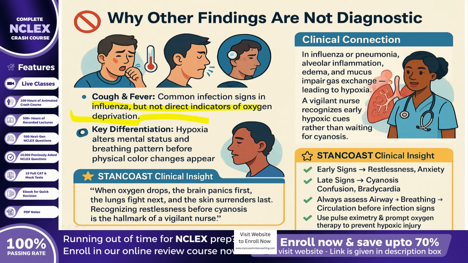Clinically speaking, in clients with influenza or pneumonia, hypoxia develops due to alveolar inflammation, mucosal edema, and impaired gas exchange. Therefore, a vigilant nurse must always differentiate infection-related symptoms such as cough and fever from early hypoxic signs like restlessness and tachypnea. By recognizing these early indicators and initiating prompt oxygen therapy, the nurse can prevent progression to life-threatening respiratory failure or cardiac arrest. Now transitioning into the Stand-Coast clinical insight.